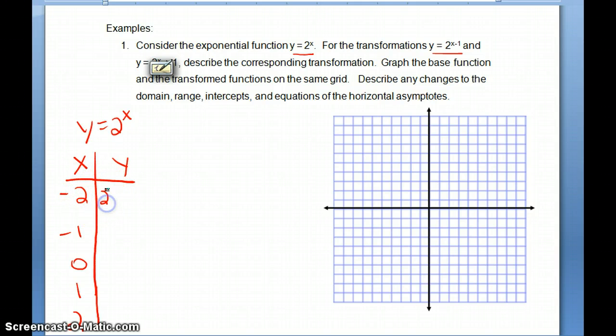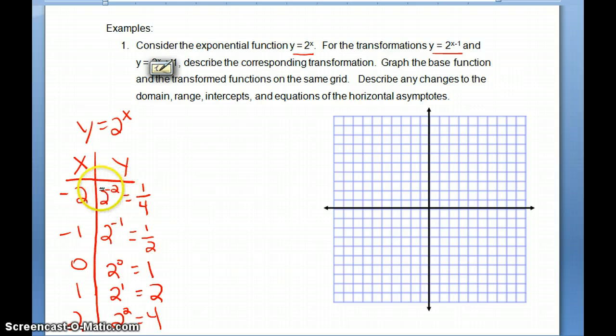So we'll have 2 to the -2. That's equal to 1 over 4. 2 to the -1. That is 1 over 2. 2 to the 0 is equal to 1. Remember, anything to the power of 0 is 1. Then we have 2 to the 1 is equal to 2. And 2 squared is equal to 4. So hopefully you guys remember how these negatives affect it. The negatives will flip those values, and then you square it or apply whatever exponent is up there in that power there. Okay? So then let's graph this.